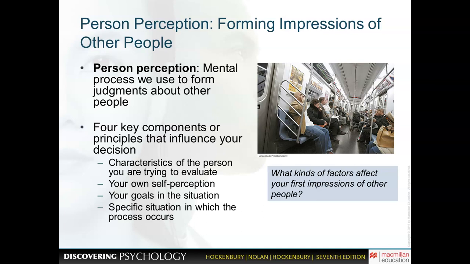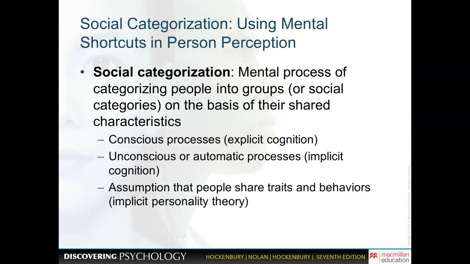The characteristics of the person we're trying to evaluate, we're looking at categorization, okay? So shortcuts in our personal perception, putting people in categories. That is the mental process of categorizing people into groups or social categories on the basis of their shared characteristics. Okay, and so I listed a couple of terms down below here.